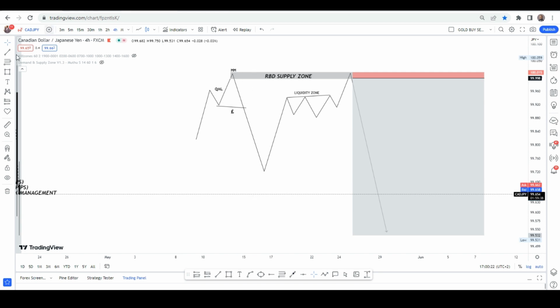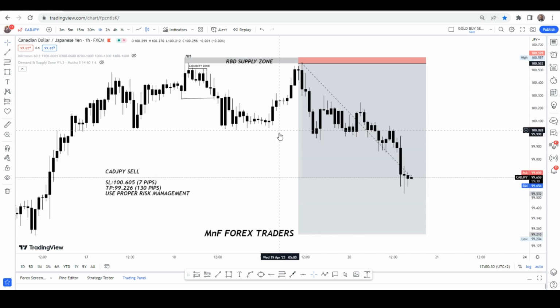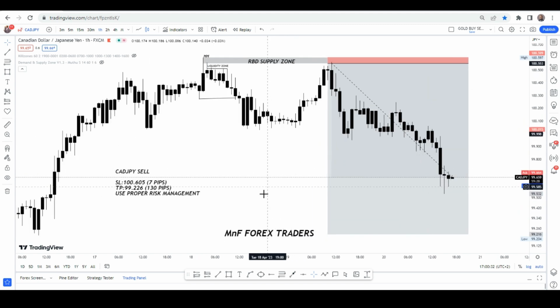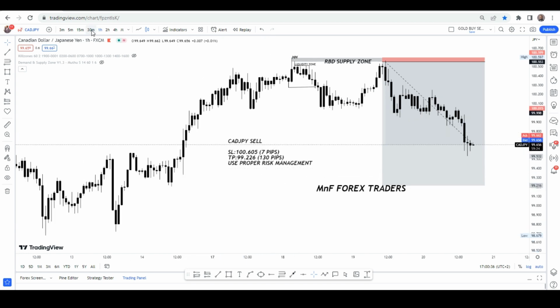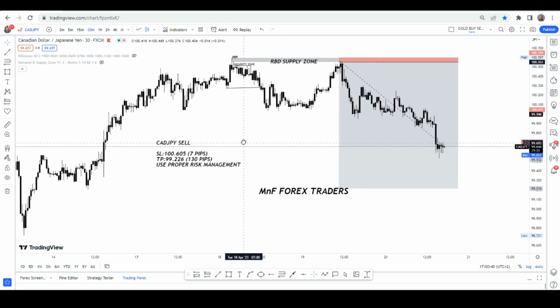So let me just show you this particular trade that we're in right now. It's a trade on CAD JPY. If you're following us on our platform, I actually showed you guys this particular trade. So what we simply had here was a really nice rally base drop supply zone, and then we had equal highs, a lot of equal highs right there.